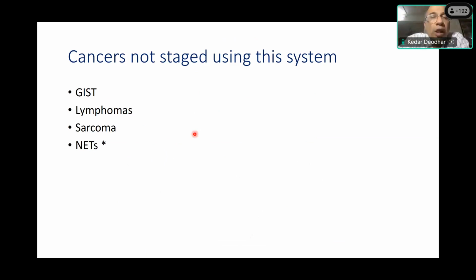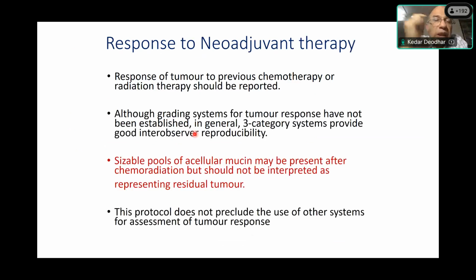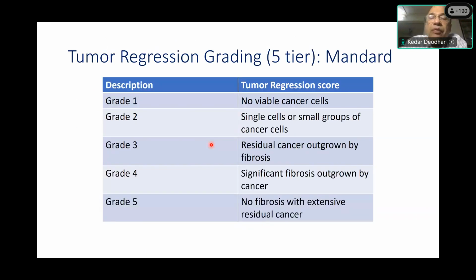Coming to response to neoadjuvant therapy, it is to be given whether we have complete response or partial response, and we have different tumor regression grading scoring systems, which are Mandard or modified Ryan and so on. If we see only acellular mucin, that is taken as complete response, and that is not taken as residual tumor. We have a 5-tier tumor regression grading, called the Mandard scoring system. This was actually used first in esophageal cancer.